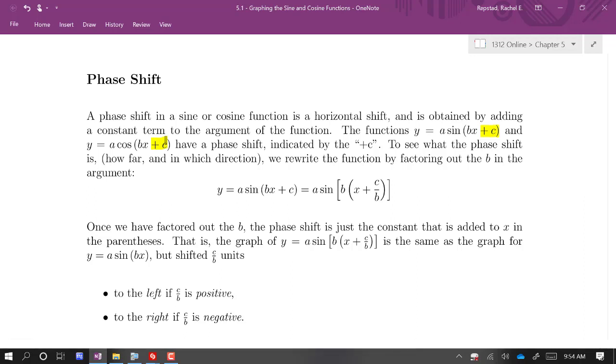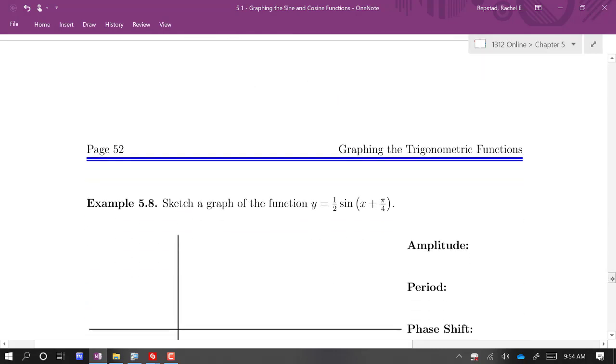Now, to see what the phase shift is, how much we're shifting by, it is not just going to be whatever that constant is a lot of the time. What we have to do first is factor out that coefficient on x inside the parentheses. And when we do that, we get something like this. And it's this guy right here. There's our phase shift after we factor out the coefficient of x. The phase shift is to the left if we're adding it. It's to the right if we're subtracting it. So we're going to do some examples here.